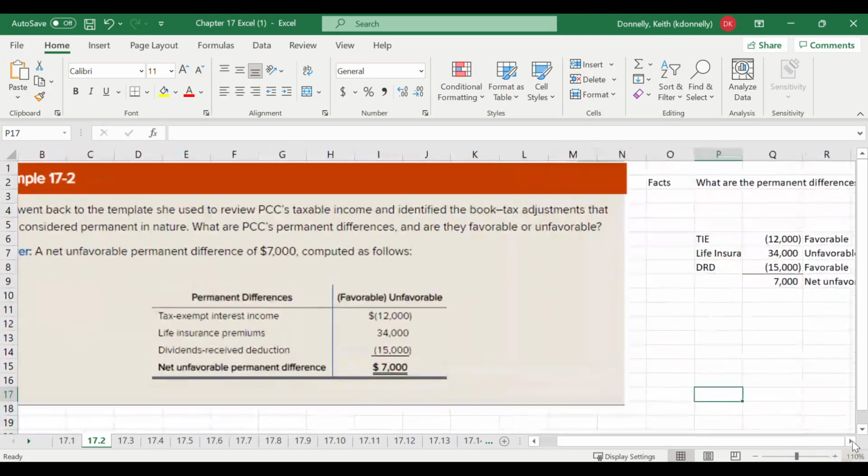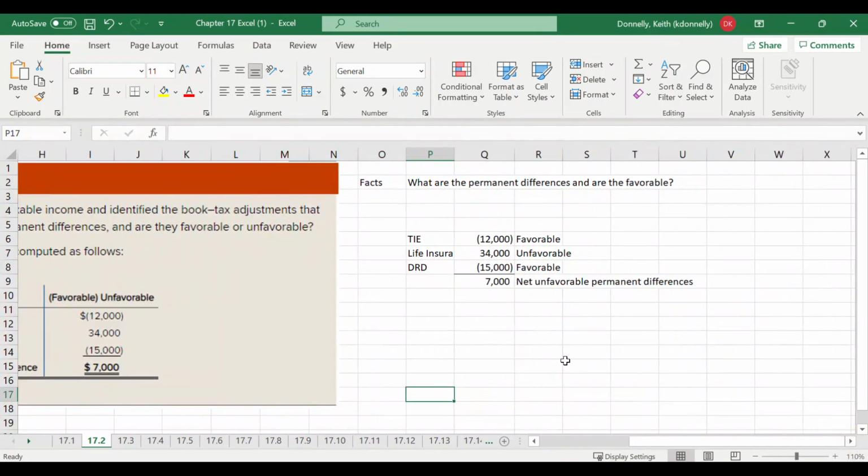This just says, hey, what are the permanent differences and are they favorable? So, hey, we have some tax exempt interest, life insurance premiums, a DRD. Overall, when you net them, right, we're at a net unfavorable permanent differences.